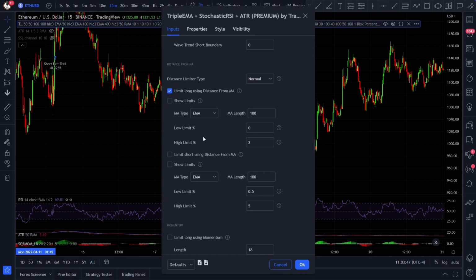Let's see a basic setup for longs. Set the distance limiter type to normal, the MA type to EMA, and the MA length to 100. Finally, set the low limit value to 0 and the high limit value to 2. To activate it, tick the limit long using distance from MA box. To visualize it, tick the Show Limits button.